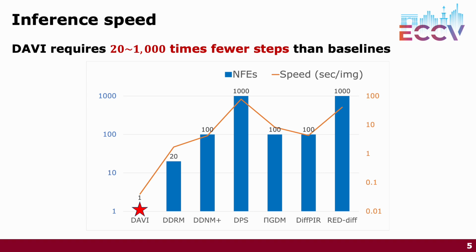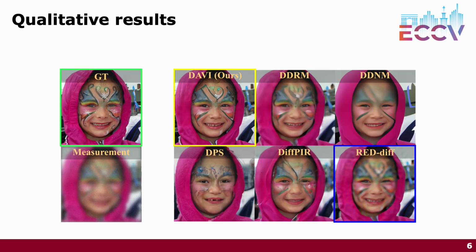DABI requires 20 to 1,000 times fewer steps than the baselines, due to its one-step sampling, making it extremely fast. In fact, DABI generates an image in just 0.04 seconds, which is approximately 1,000 times faster than LEDDIF. DABI not only offers fast speed but also generates high-quality images that are closest to the ground truth image.